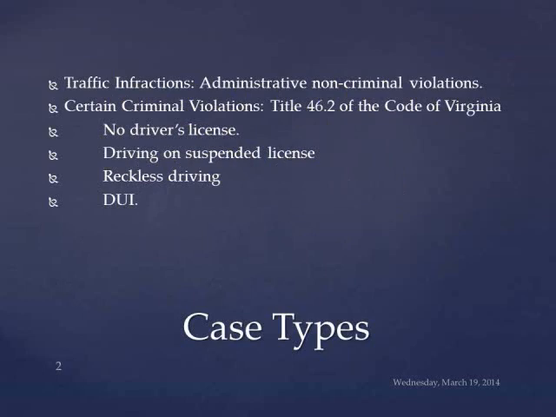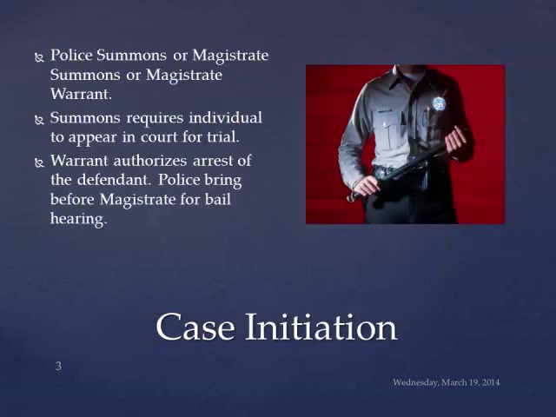Alright, first we'll start out with the case types in Traffic Division. You're going to have your basic traffic infractions, which are administrative non-criminal violations. However, you would also be dealing with certain criminal offenses that fall under Title 46.2 of the Code of Virginia. That would include no driver's license, driving on suspended license, reckless driving, or DUI. These are all criminal offenses that carry potential jail time, even though they are misdemeanors.